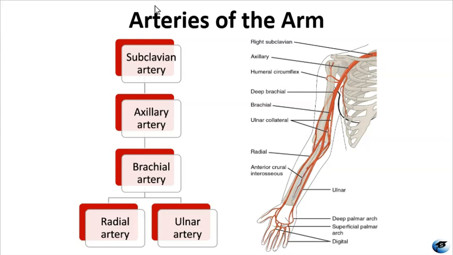So to identify these arteries, follow the path from the shoulder down to the hand to see how the arteries change names based on location. And note how the radial and ulnar arteries form arches in the palm. These arches are key for collateral blood flow to the hand.